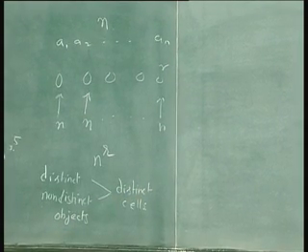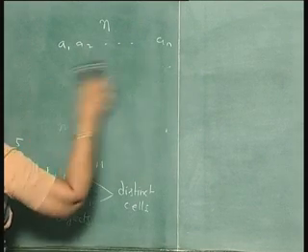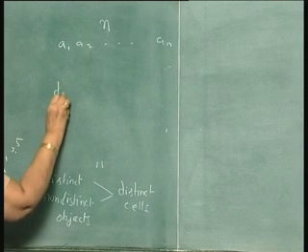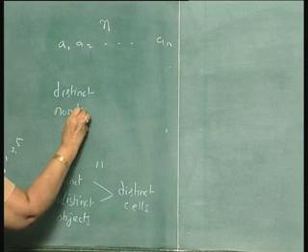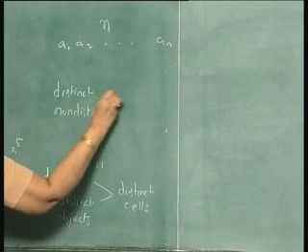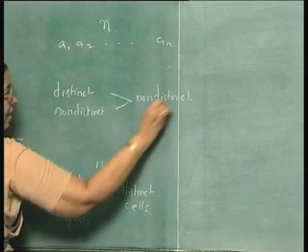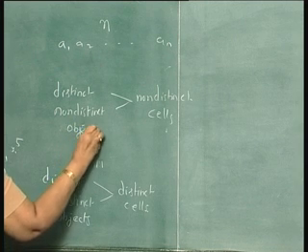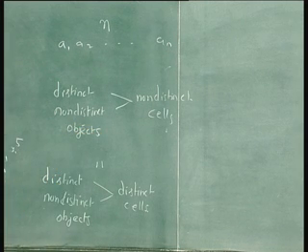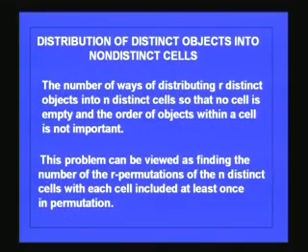Now, this idea of generating function you can use to find the distribution of distinct or non-distinct objects into non-distinct cells. So, the next thing we will consider is distribution of distinct or non-distinct objects into non-distinct cells. First we consider the distribution of distinct objects into non-distinct cells.